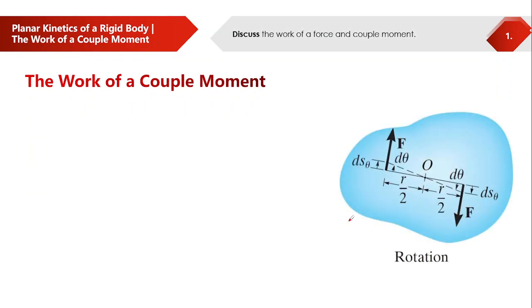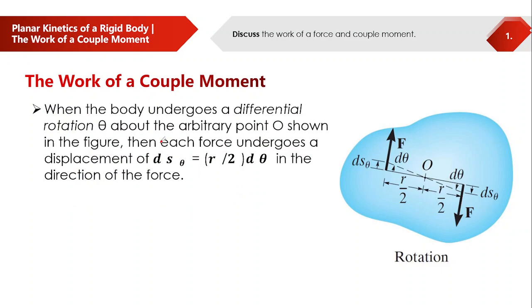Anyways, when the body undergoes a differential rotation d theta about the arbitrary point O shown in the figure, each force undergoes a displacement ds sub theta equal to r over 2 d theta. Here r is the distance of one force from its coupled force, the perpendicular distance between the two forces.